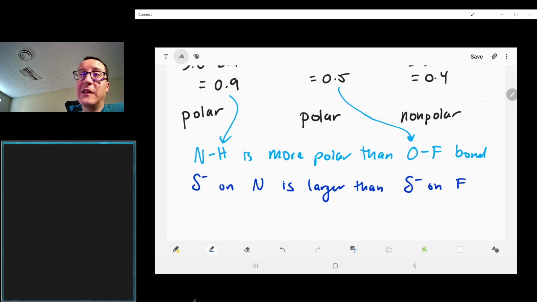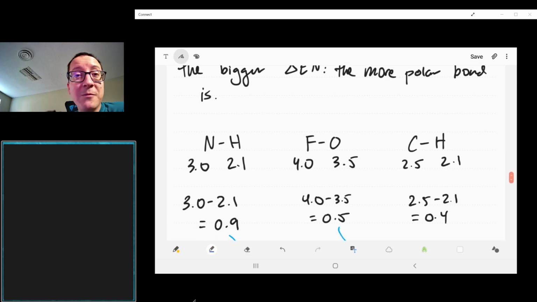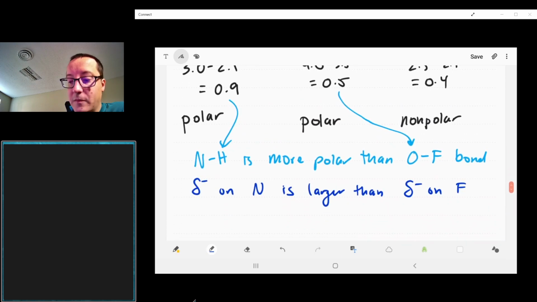So the bigger your polarity or electronegativity differences, the more polar you are. The more polar you are, the greater these partial charges become. And as we see, once we get to around 1.9 or so, they become full charges. So they're not partial charges anymore, but full charges. Again, it's a spectrum where the partial charges get bigger and bigger, and eventually reach a full charge. So that's how we're going to be looking at those.